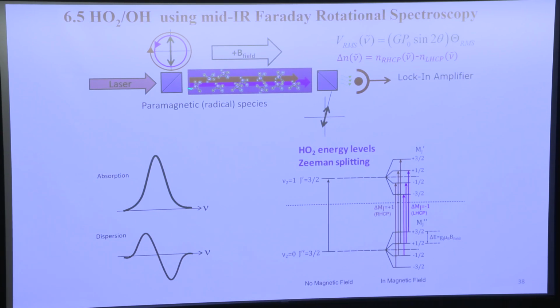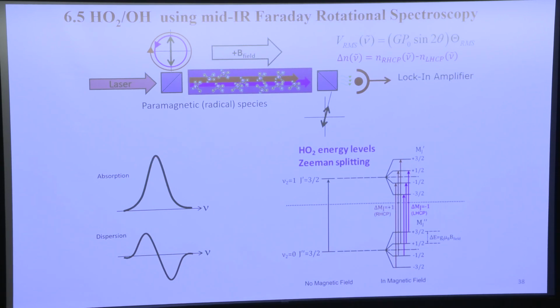So you put in a linearly polarized laser, with left-hand rotation and right-hand rotation. The absorption by this HO2 will depend on the electron spin directions, so their absorption will be different. Therefore the left-hand light will be more absorbed than the right-hand light, and the polarization angle will change. By detecting that polarization angle change, you can know how much HO2 you have.